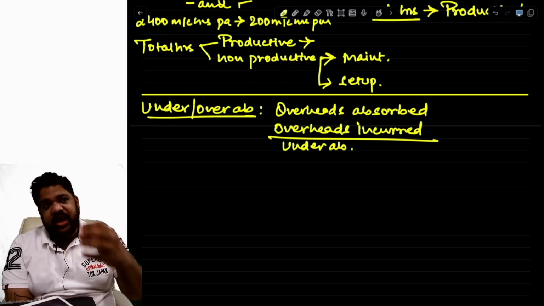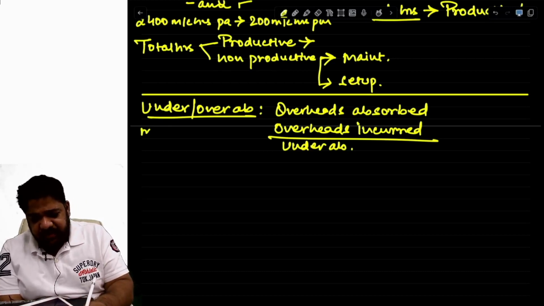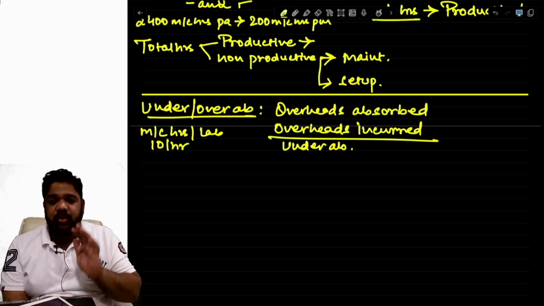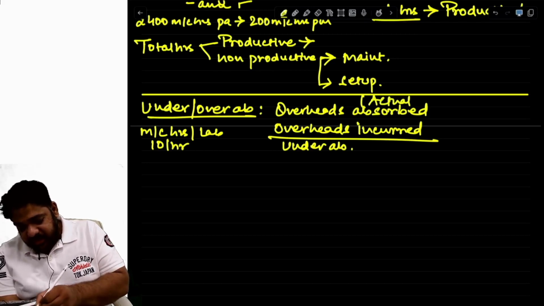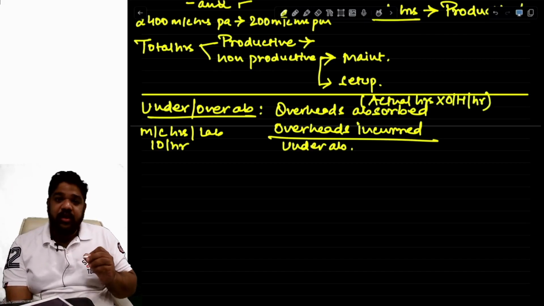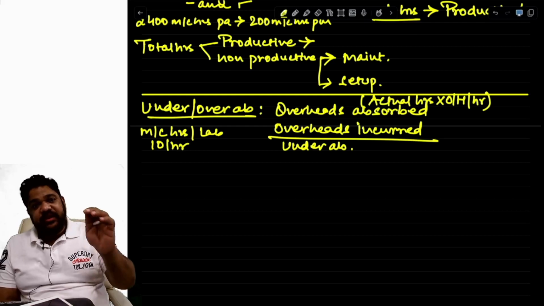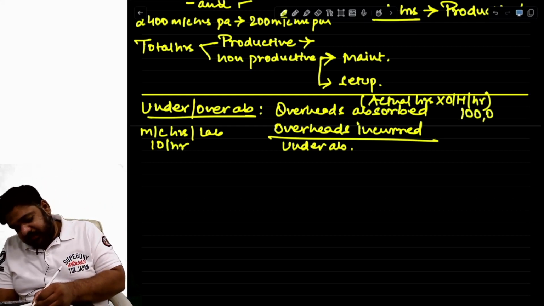Okay. Now, when you say overheads absorbed, what do you mean by that? Overheads are charged or absorbed or applied on a certain basis. It could be machine hours or labor hours or whatever. Let's say it is 10 rupees per machine hour, and you have actually worked for 10,000 hours. So your overheads absorbed will be actual hours into overhead per hour. 10,000 hours into 10 per hour will give you 1 lakh rupees. These are your overheads absorbed.